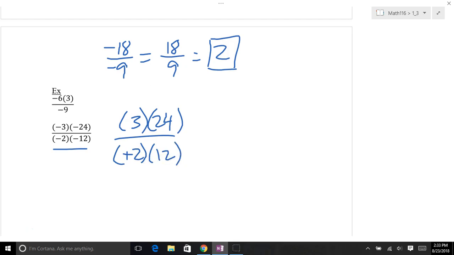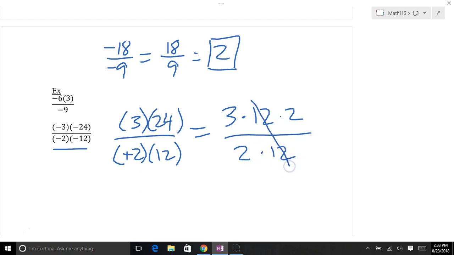And before I multiply, I'm just going to think about it. Here's one way you can think about that: 24 is 12 times 2. And on the bottom, you've got a 2 and a 12. Well, 12 over 12 is gone, 2 over 2 is gone, so you're left with that 3 right there.